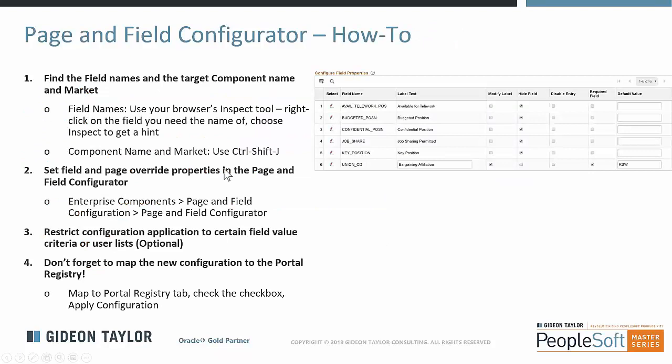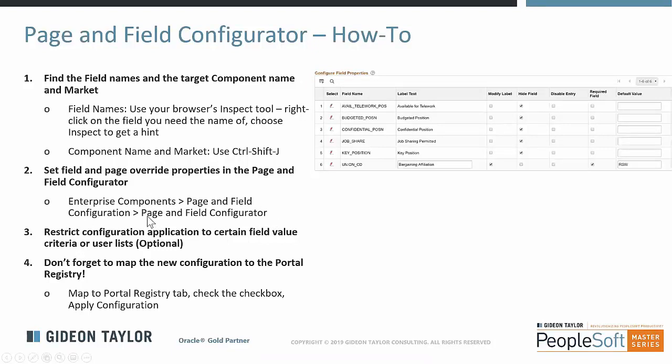So quick how-to: you need to find the field names, target component name, and market that you're going to make a change to. We're going to use this tool to turn off those checkbox fields and to change the label and behavior of the union code field. So we need to find those field names and the component name and market, and I'll walk through how to do that. Then you come here to Enterprise Components.